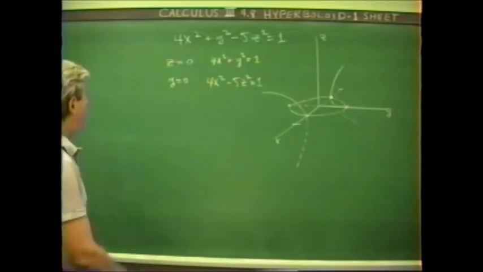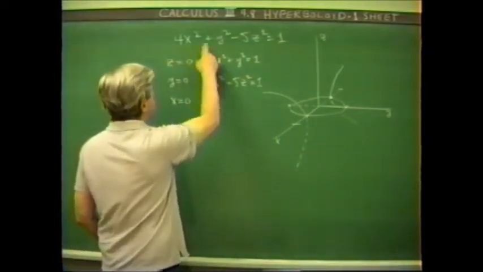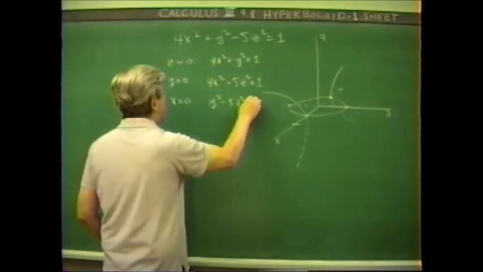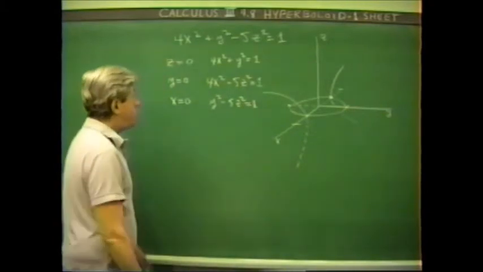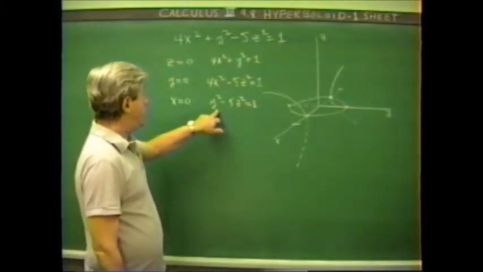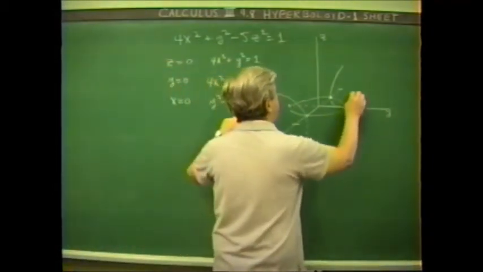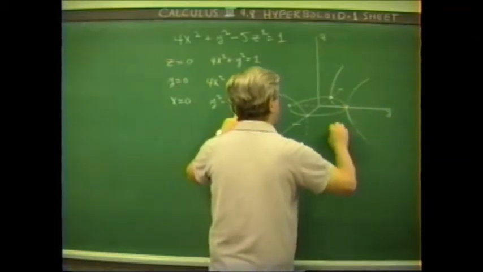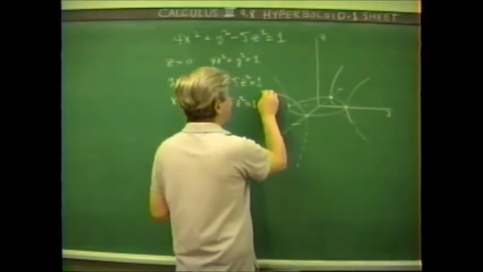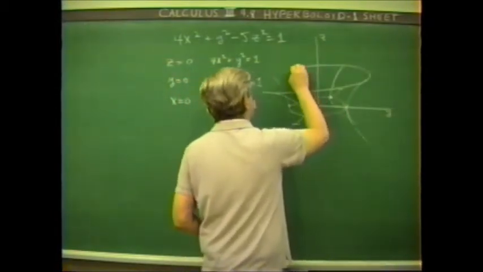Likewise, when x is equal to 0, we've got y squared minus 5z squared is equal to 1. And this is also going to be a graph of a hyperbola, right? In the yz plane, we've got these 2 points on it, and so we can sketch the graph of this hyperbola like so. The resulting surface is going to look something like this.